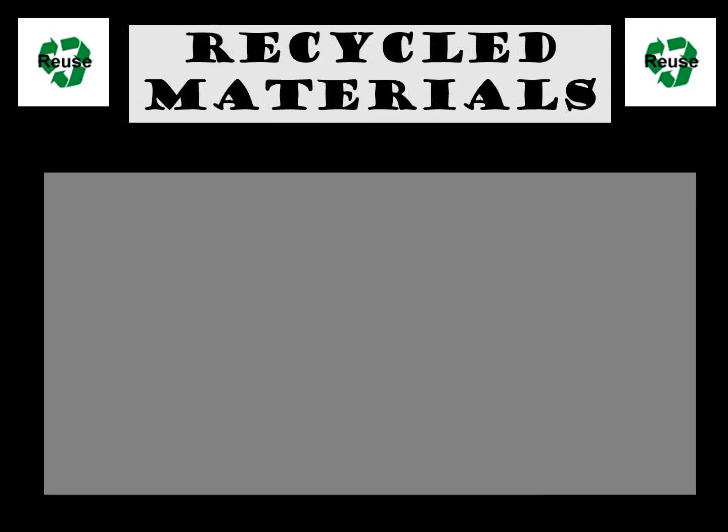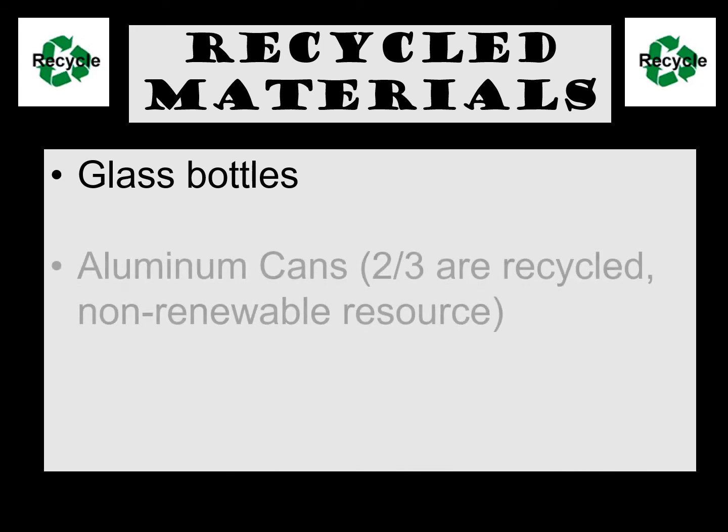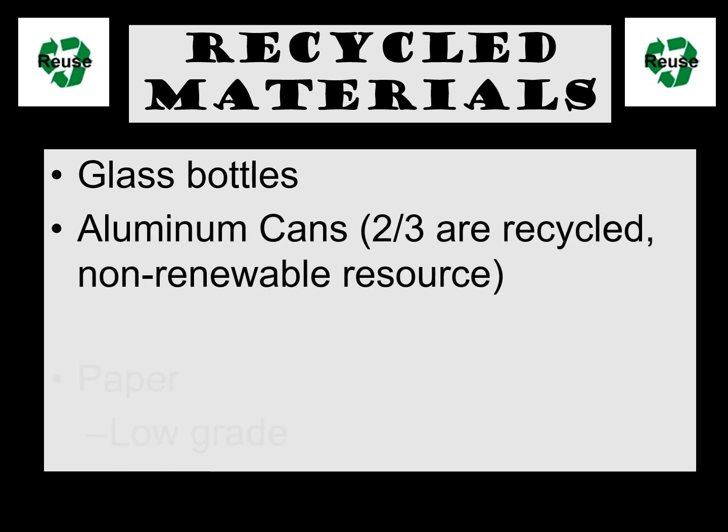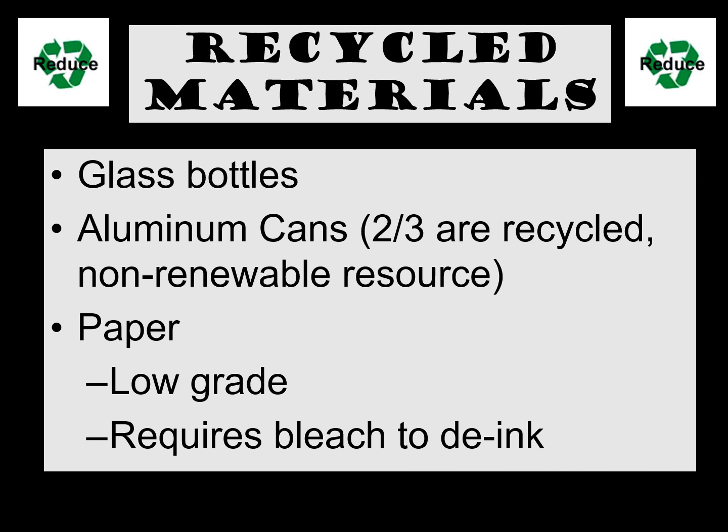These are the 3 most commonly recycled materials. We have glass bottles, aluminum cans, and lastly, paper. And when we recycle that paper, it tends to be lower grade than what it started at, and also requires bleach to de-ink the materials.